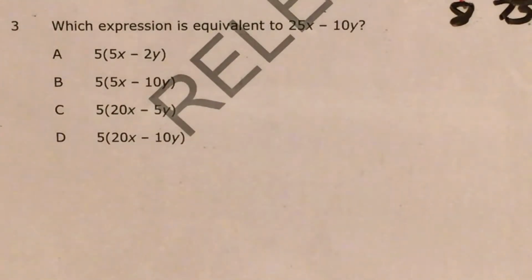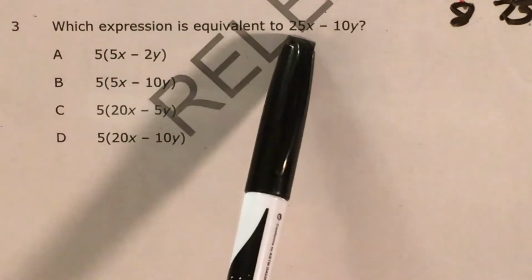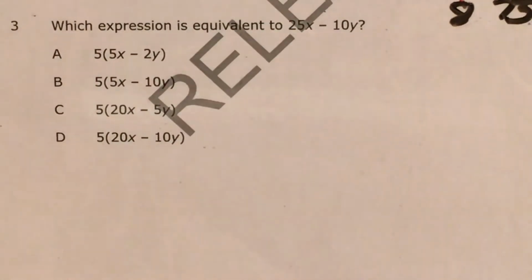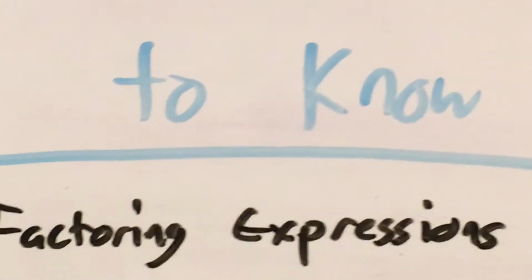This is Mr. W. Today we're going to tackle question 3 in the 6th grade math questions that North Carolina released this past school year. We can see that we're being asked to just say which expression is equivalent to 25x minus 10y. And so in order to do a question like this, we can actually do this in one of two ways.